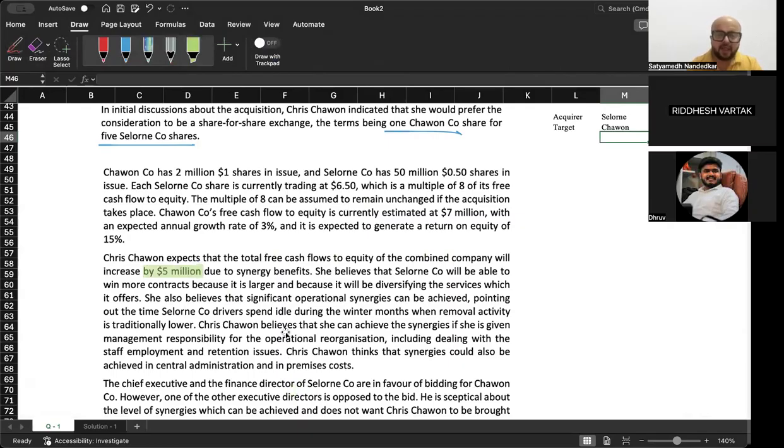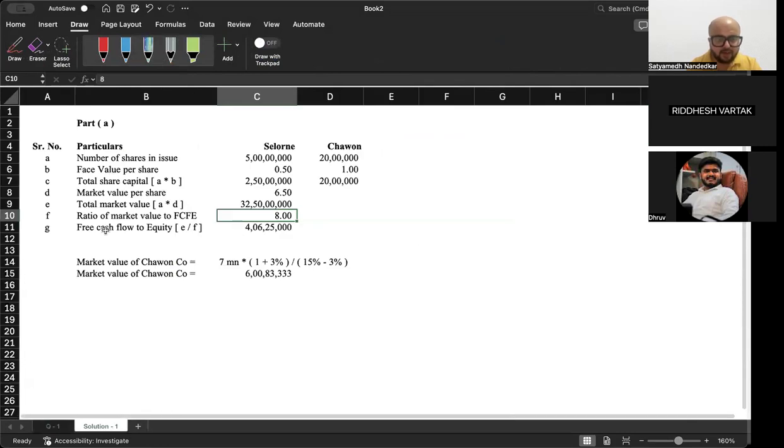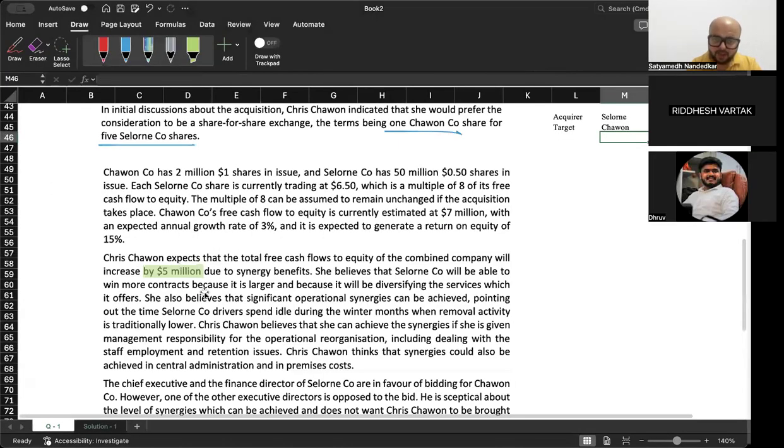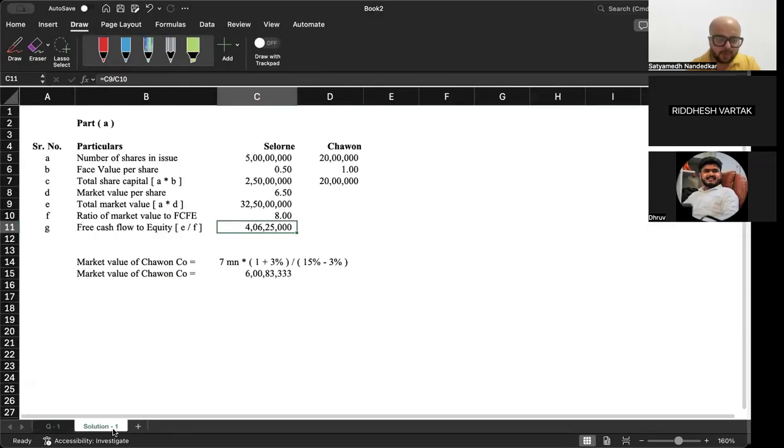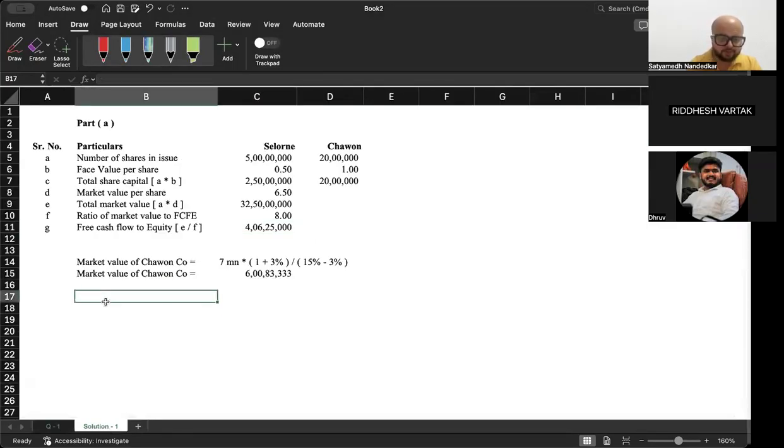Okay. Now you have the cash flow of the individual companies, right? Its free cash flow to equity is this much, its free cash flow to equity is 7 million. For the combined company, because of synergy benefits, it will be 5 million. And see, they are also saying that the multiple can be assumed to remain unchanged if the acquisition takes place. Okay.